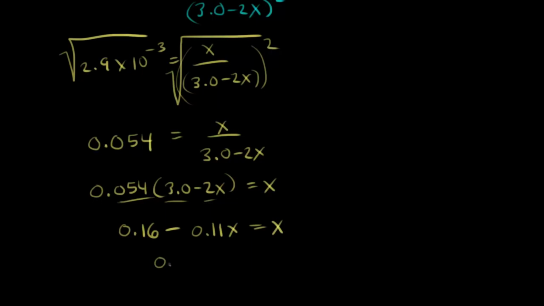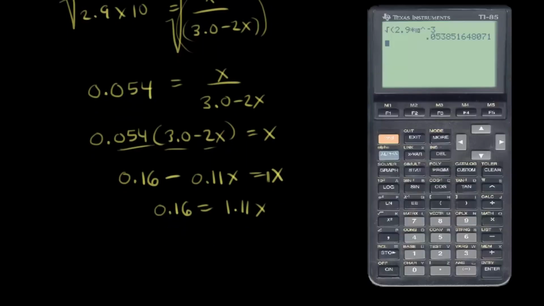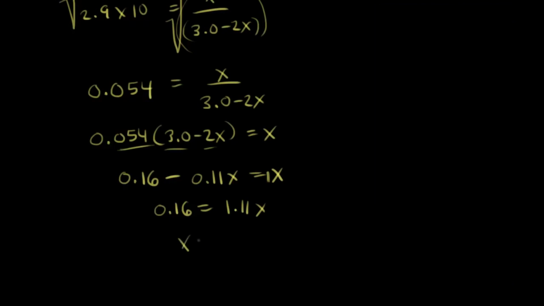So we have 0.16 is equal to, we put both x's on one side. This is 1x, and this is 0.11x. So 1x plus 0.11x is 1.11x. And so now we need to solve for x. So we have 0.16, we need to divide that by 1.11, and that is equal to 0.14. So x is equal to 0.14, which is only approximate because of all the rounding that we've done.